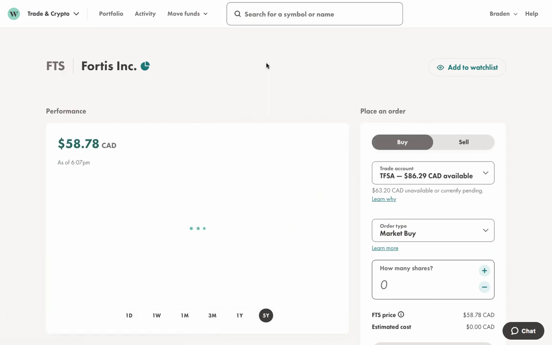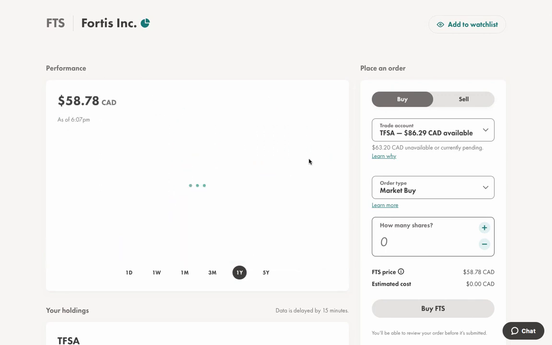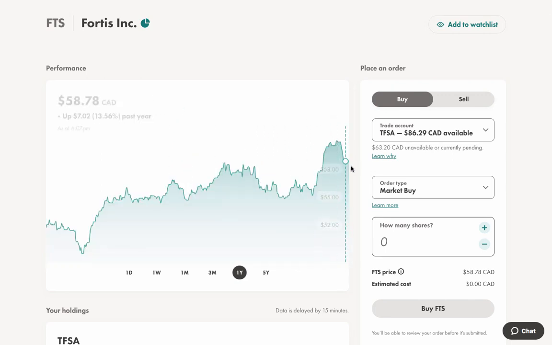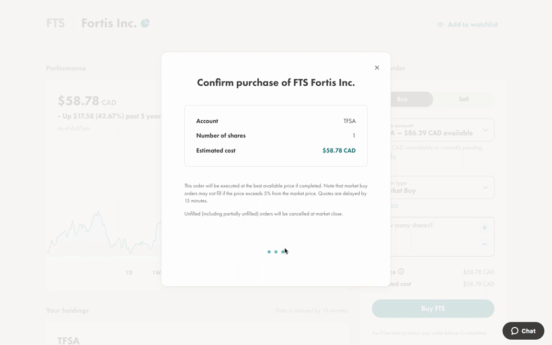So the next one here, I think the last one that I want to buy today, is going to be Fortis. Fortis is also a nice growth stock here, and again with a slight little dip in the last few days. And this is the last one that I want to be putting into my tax-free savings account today. So we're going to buy that one on a market buy and hit confirm as well.